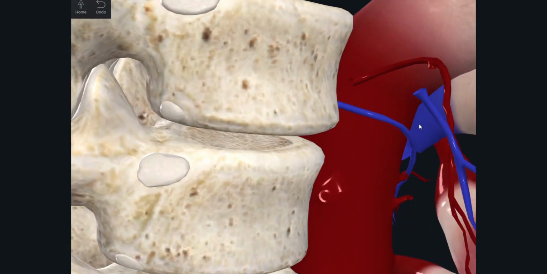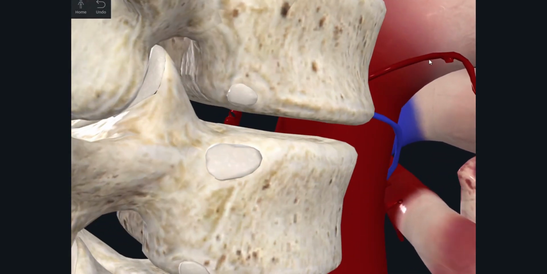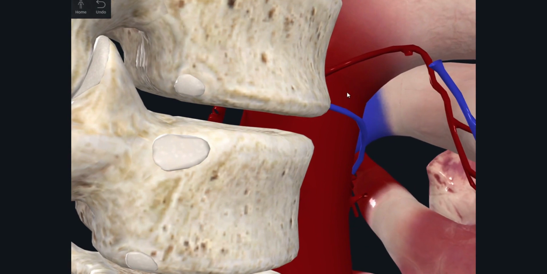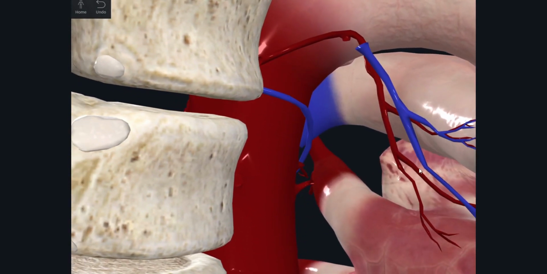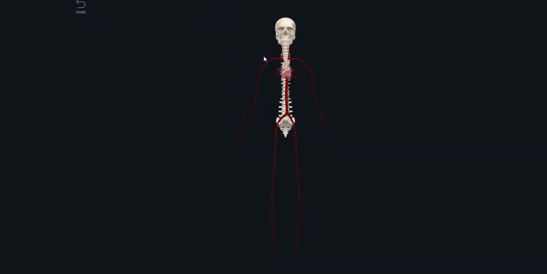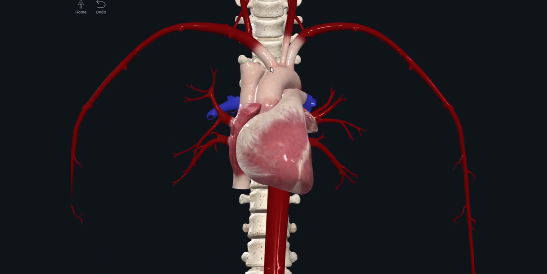I know it's not really visible here, but this is the intercostal vein and intercostal artery. Coming off of the intercostal artery, we have the bronchial artery that supplies the right lung. So we can see that there's not a direct supply from the thoracic aorta. Rather, it's a direct supply from the intercostal artery that comes off of the thoracic aorta.